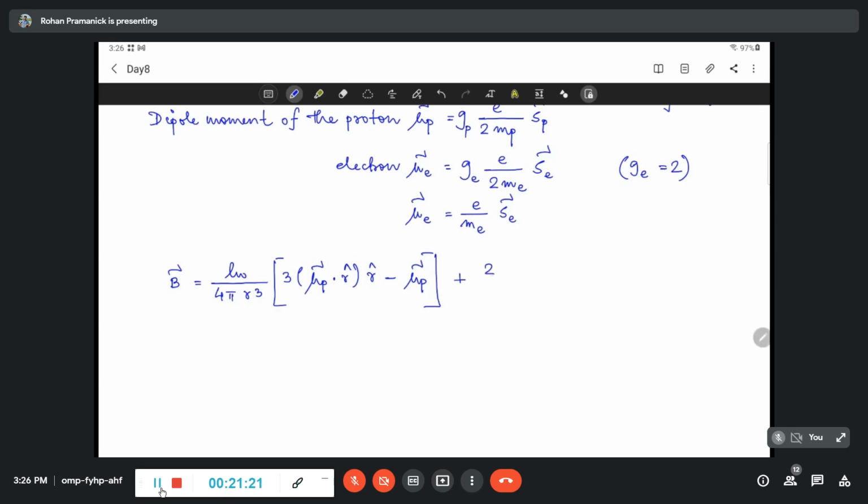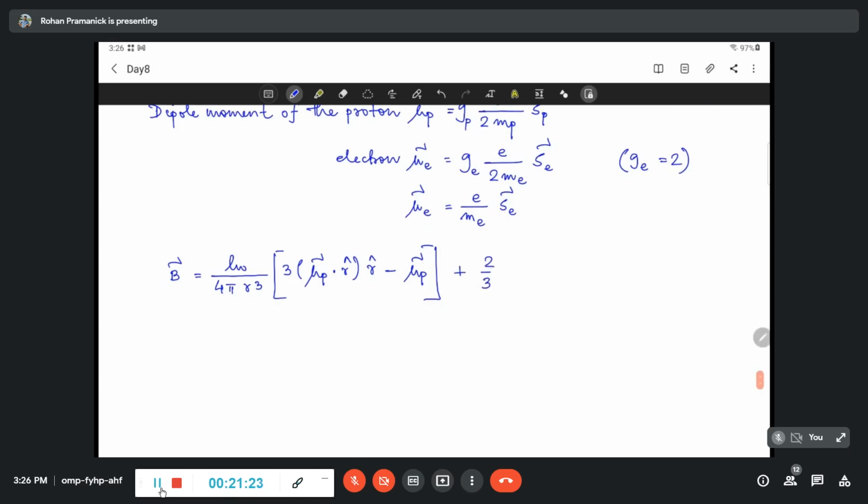Probably you have not derived it, or maybe you have derived it. So there is mu naught, and there is mu p, and there is delta q bar. This thing you have seen. The second term you have seen. Okay, sir, so probably you have seen this.